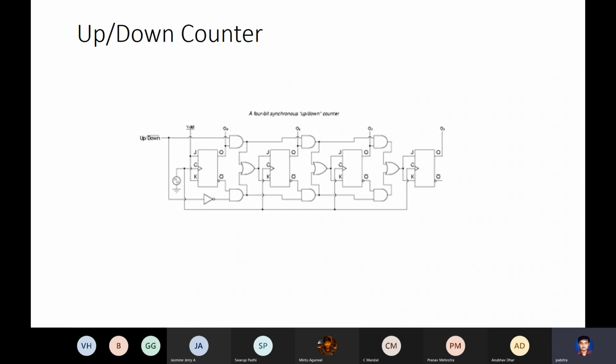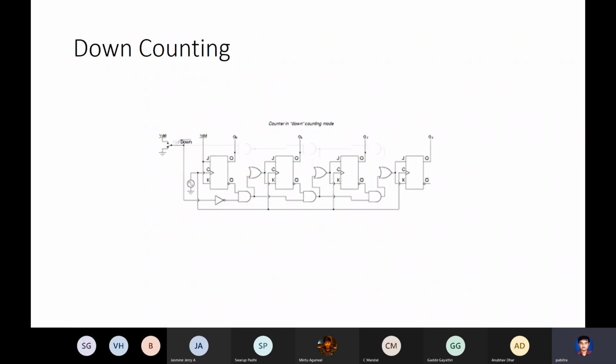The same counter, you can change the mode of the counter, up counter or down counter. Again, counters can also be synchronous and asynchronous. You can either have a clock or they can transition between states, between counts, depending on some input. So this is a simple circuit for such an up-down counter, which can be easily implemented. So these are the two different modes of the counter.